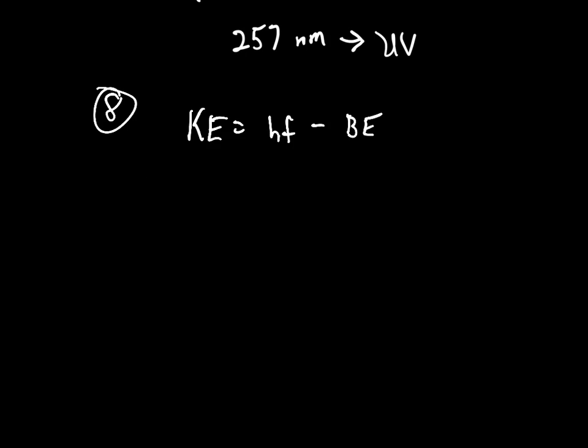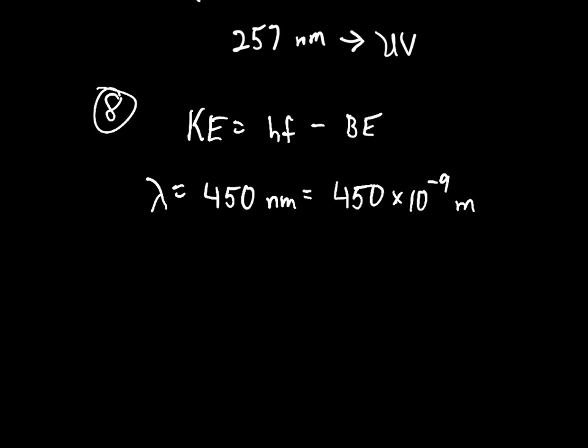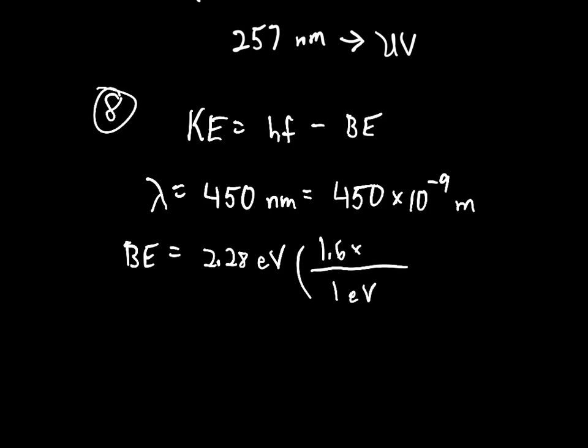In this one, they give us a wavelength. They told us that wavelength is equal to 450 nanometers. That's 450 times 10 to the negative 9 meters. They told us the binding energy we have is 2.28 electron volts. 1 electron volt converted into joules is 1.6 times 10 to the negative 19. That gives me a binding energy of 3.65 times 10 to the negative 19 joules.